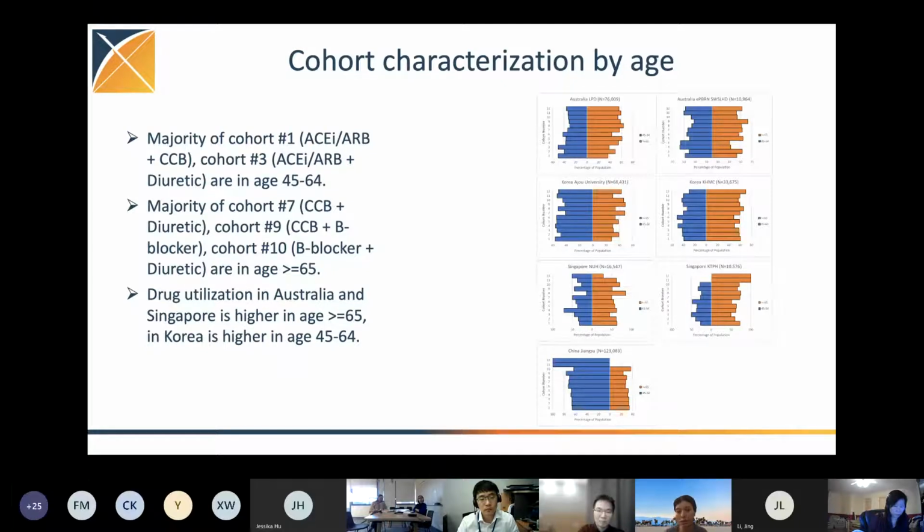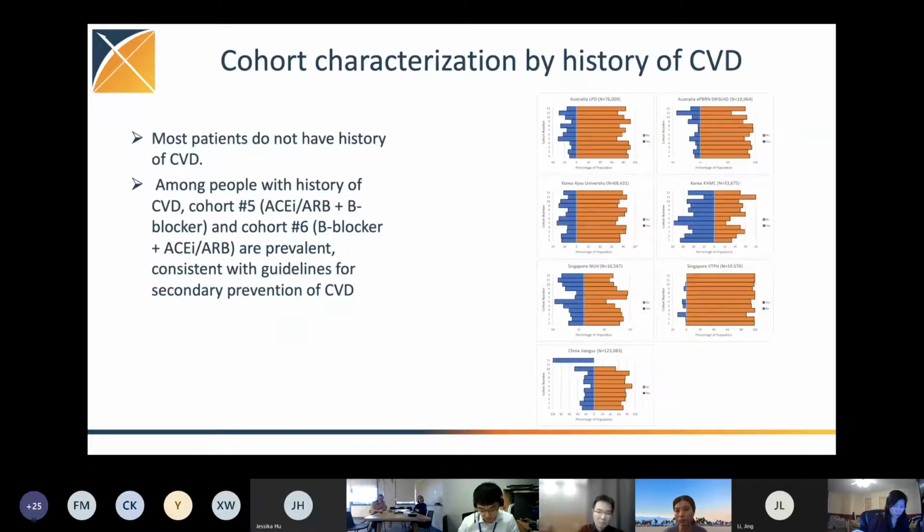And the drug utilization in Australia and Singapore is higher in the age greater than 65, whereas in Korea it's higher in the middle age, 45 to 64. So there's substantial variation in terms of drug use by age. Then how about by history of CVD?